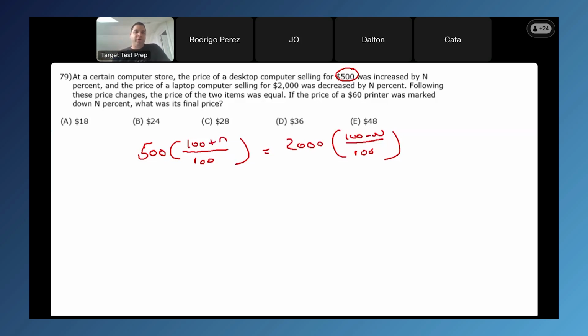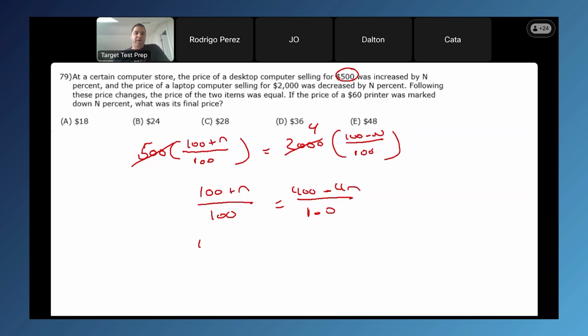Now, there's a $60 printer. We'll do that at the end. So first of all, you can get rid of the 500. It goes into that 400 times, or excuse me, 4 times. So then you have (100 + n) over 100 is equal to (400 - 4n) over 100.